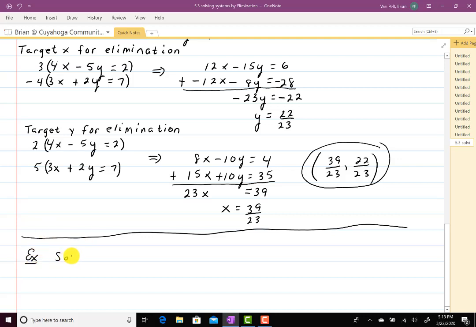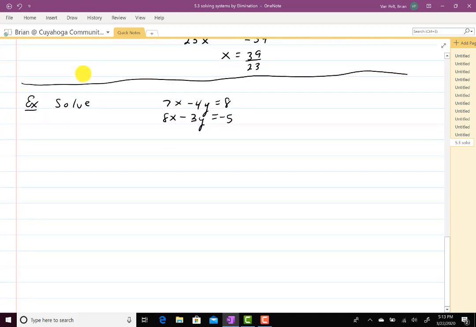All right, let's keep going. Solve. Let me see, I have 7x minus 4y equals 8. Then I have 8x minus 3y equals negative 5. So I'll leave that there for reference purposes. But first I'm going to target x for elimination.